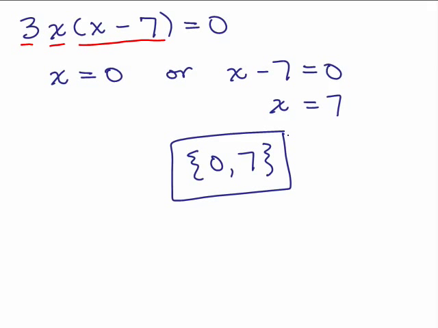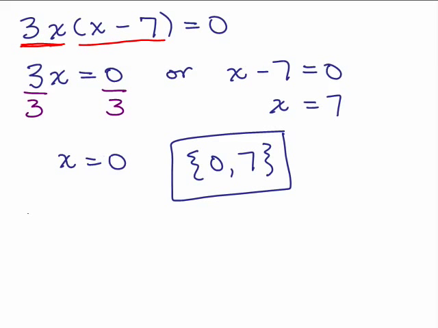Now what if you had thought of this 3x as one big factor? It's going to work out. Check this out. If you had just written 3x, in other words, you thought of this as just 2 factors, one factor being 3x and the other factor x minus 7, it all works out. If I would have written 3x equals 0, then I would have just divided both sides by 3, and I still would have gotten x equals 0.